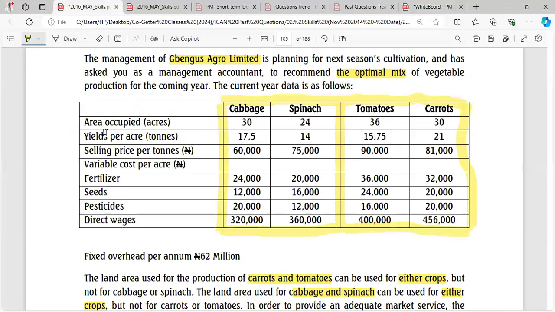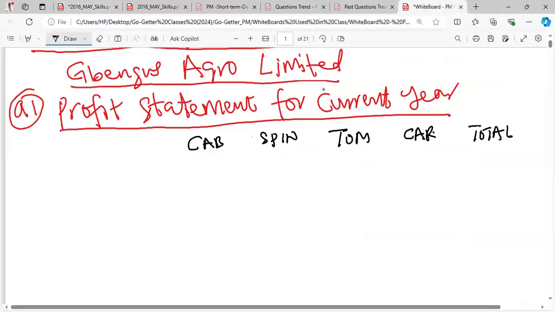We will look at the selling price. How do we get the selling price? We are giving selling price. How do we get the sales revenue? So what we normally do here is we say selling price multiplied by quantity will give us sales revenue. So we have our selling price here at 6,000. So let's write that on the board here.